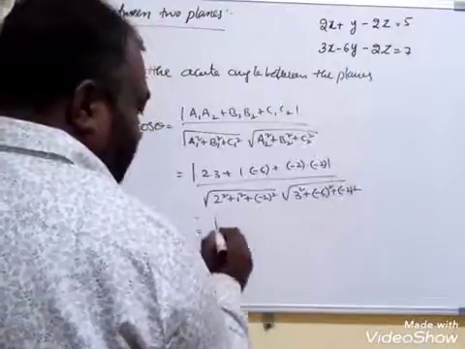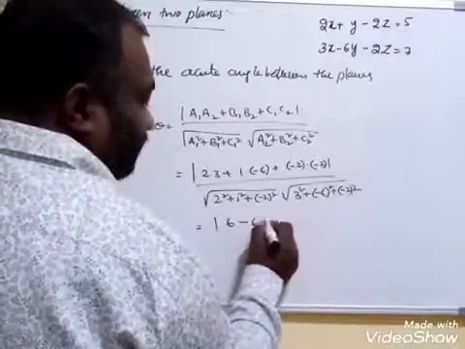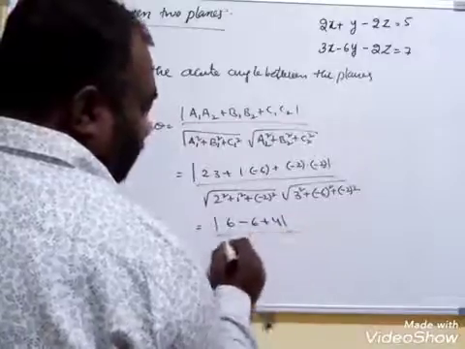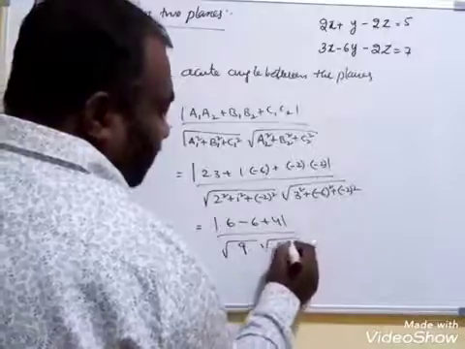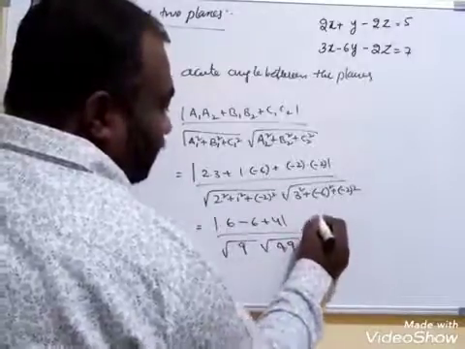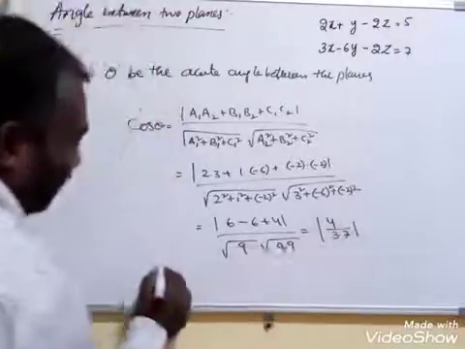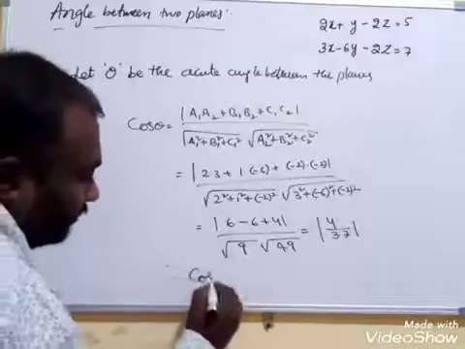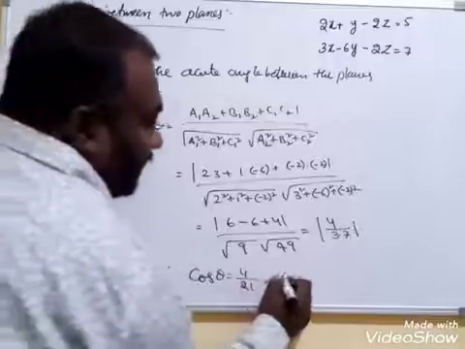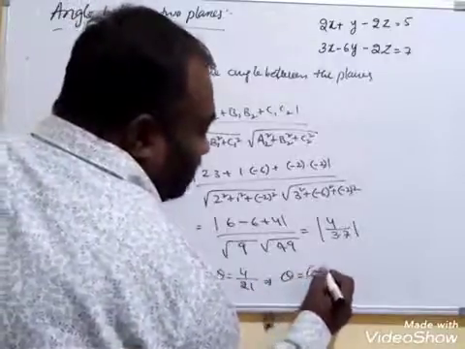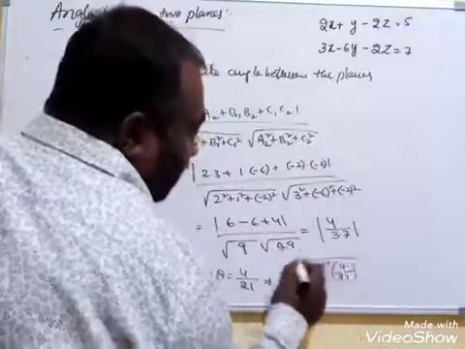Then what you got? This one is modulus of 6 minus 6 plus 4 by root of 4 plus 1 and root of 49 you got. Now this one is modulus of 4 by 3 into 7. Therefore, cos theta is equal to 4 by 21. That implies theta is equal to cos inverse of 4 by 21. This is the required solution.